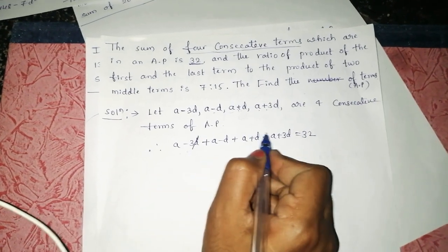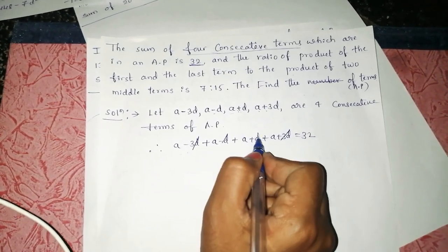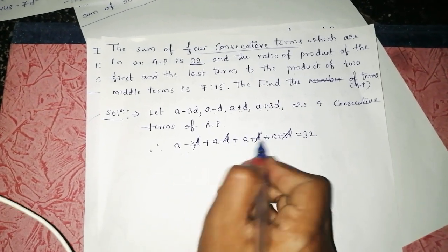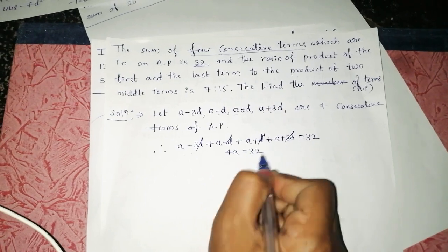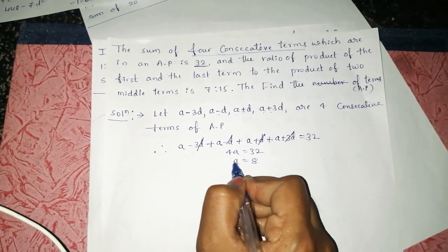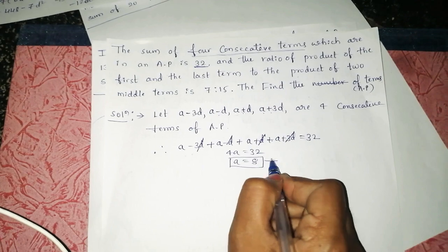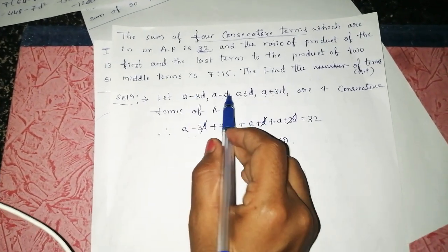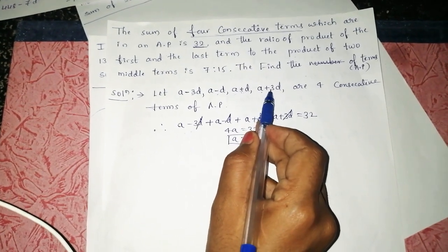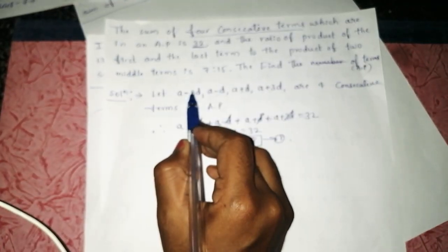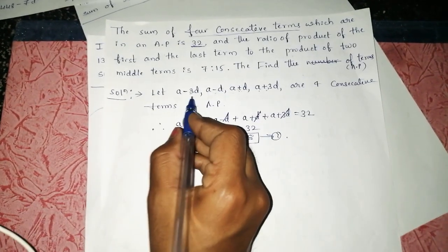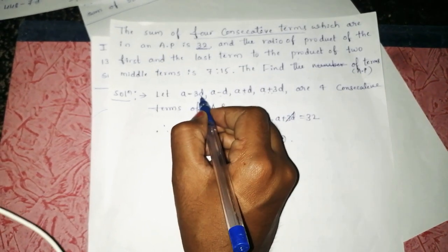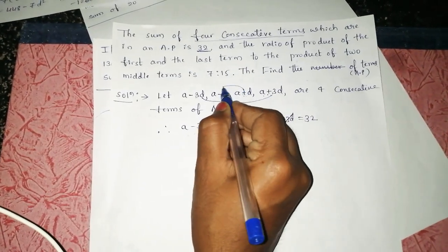Here minus 3d and plus 3d get cancelled, minus d plus d get cancelled. So totally we have a plus a plus a plus a, that is 4a is equal to 32. Therefore a is equal to 4 ones are 4, 4 eights are 32. So you got the a value as 8. Again, in these four terms, they are given the ratio of product of first term and last term. First term is a minus 3d and the last term is a plus 3d. These are the first and last term, and these are the middle two terms.